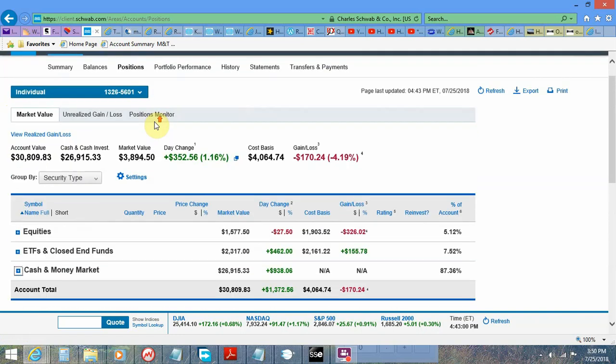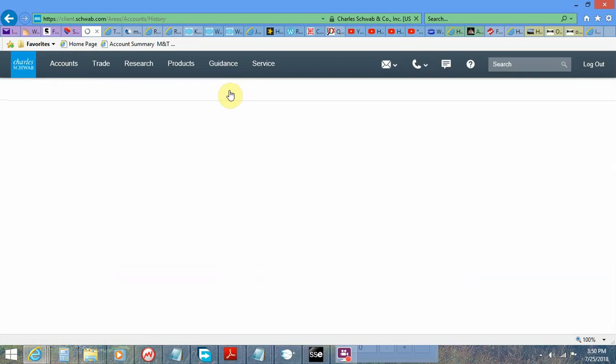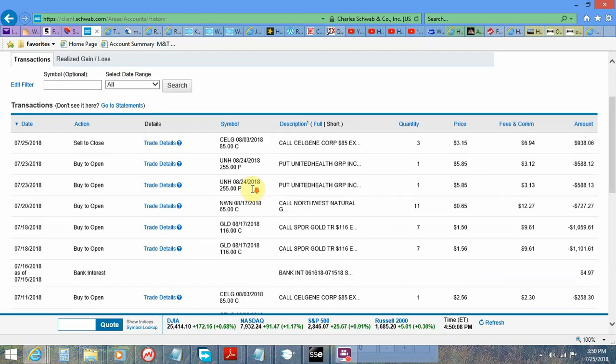One of the things I wanted to show you is the history. I briefed you on that in the first video, where I showed you the transaction screens. And this is the trade I got today. I closed out your CELG, and I got $3.15 per option, or $315 per contract, times 3 contracts, plus the commissions, which added up to that net.